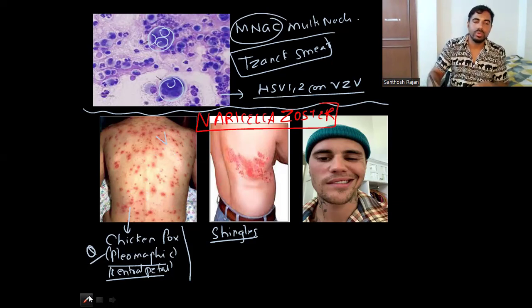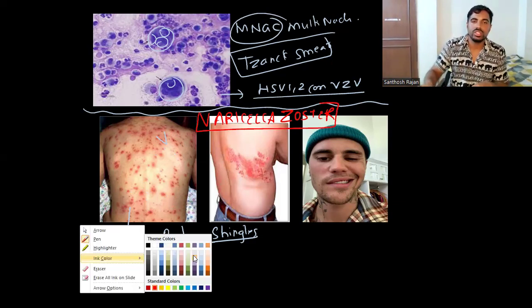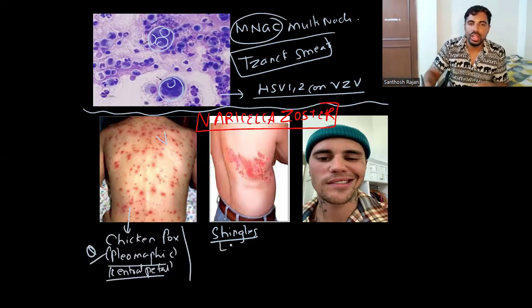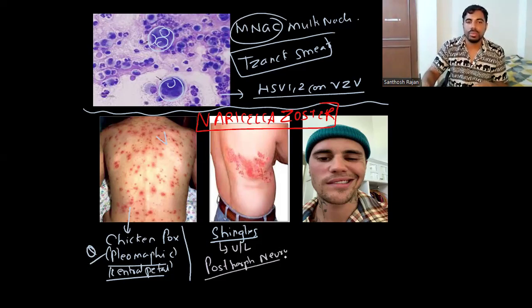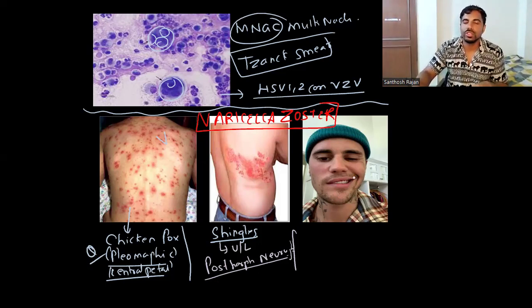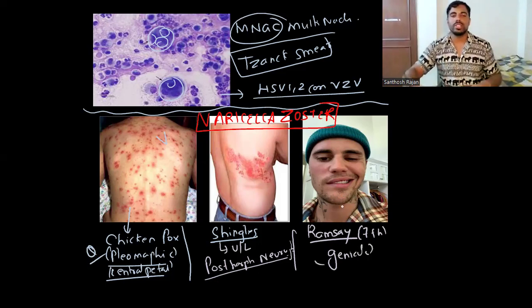So shingles. What is important in shingles here? You should know that in shingles, it's unilateral, and the main thing is post-herpetic neuralgia. Post-herpetic neuralgia will be asked. You can give gabapentin, a painkiller, or pregabalin, as treatment. Okay, this one. And this one, if it goes to one side, it's Ramsay-Hunt syndrome. One side, seventh nerve paralysis comes. That's because of the geniculate ganglion. I'm not going to talk about all those things here, just the pictures.